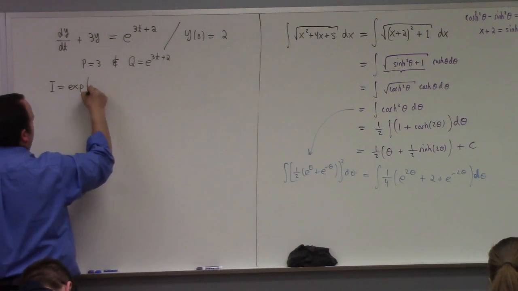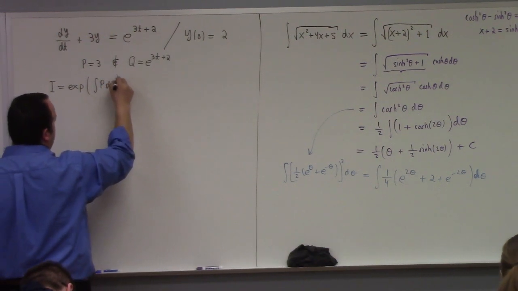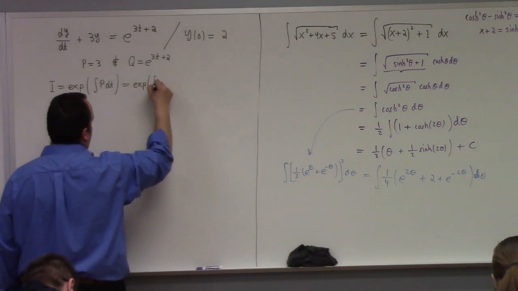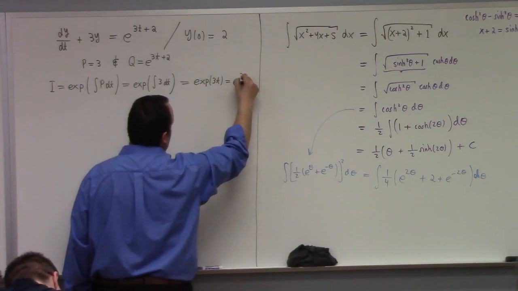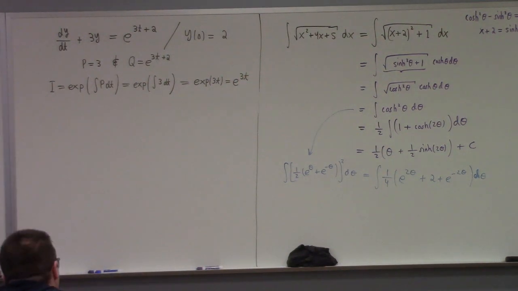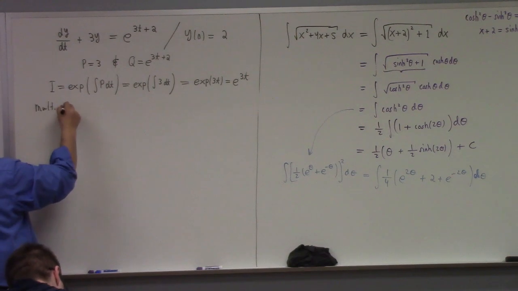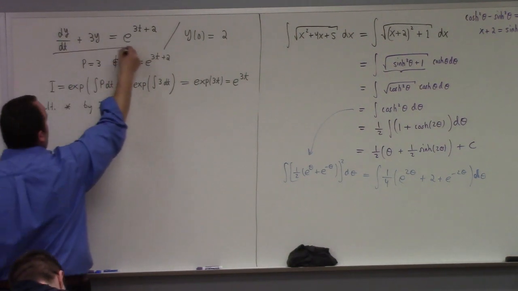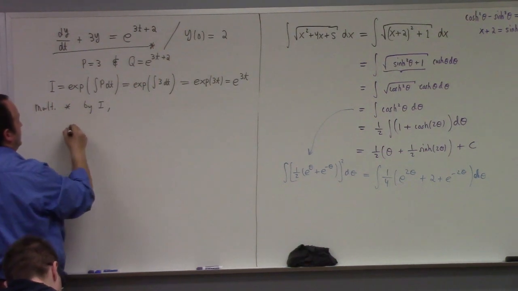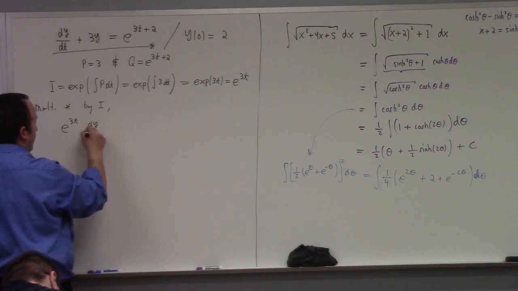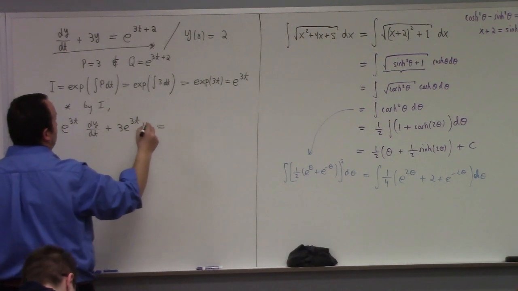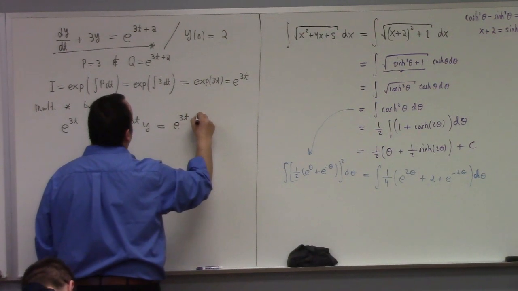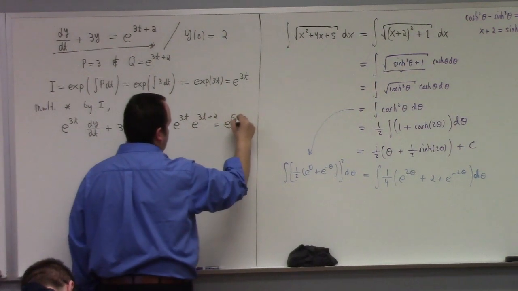So what did I use for the integrating factor? I is the exponential of the integral of P, in this case dt, because t is the independent variable. So we've got exponential of the integral of 3 dt. Hopefully we can all do that integral. Exponential of 3t, or e to the 3t. So that's the first step, to calculate the integrating factor. Next, we multiply the equation by the integrating factor. I'm calling the equation in standard form star. And so that gives us e to the 3t dy/dt plus 3 e to the 3t y equals e to the 3t times e to the 3t plus 2, which is e to the 6t plus 2.